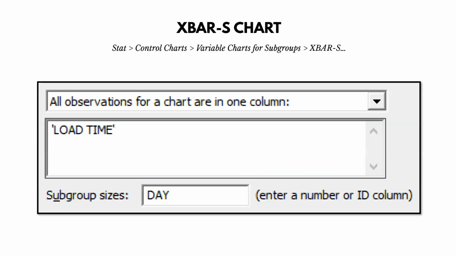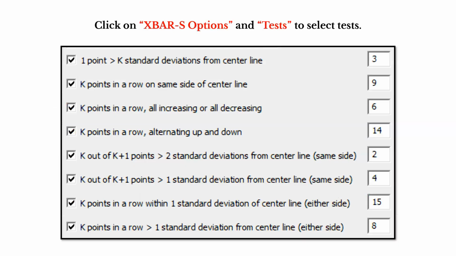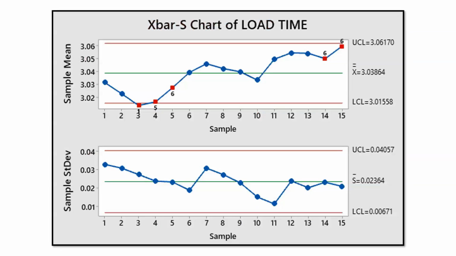So in Minitab, if that's what we're going to use to prepare our control chart, we could say that all our observations are in one column and the loading time is what we're looking at. And our subgroup sizes are based on the day. Okay, so we have 15 days, and for each day we're going to average the load times. And we can check to make sure that all of the tests are being used. For this example, we'll just apply all 8 of the tests that we talked about. And so when we generate our control chart, it looks something like this.